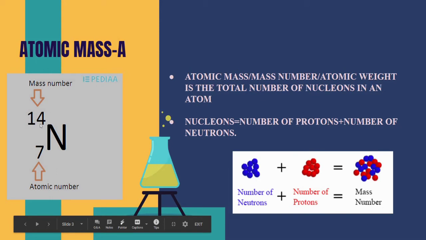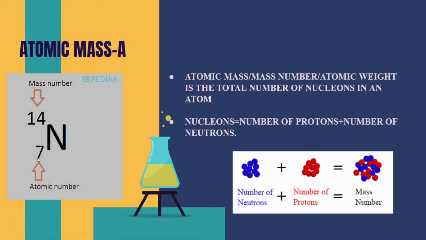So this is an example. Nitrogen, the atomic number of nitrogen is 7. That means it contains 7 electrons or 7 protons, and the mass number is 14. That means it contains 7 protons plus 7 neutrons. When you add 7 plus 7, you will get 14, and that is the mass number. So that is about the atomic weight and atomic mass.